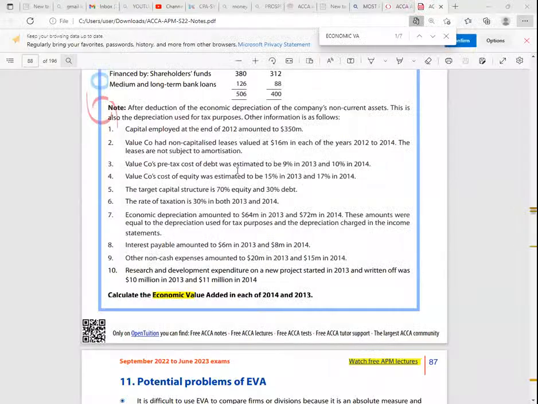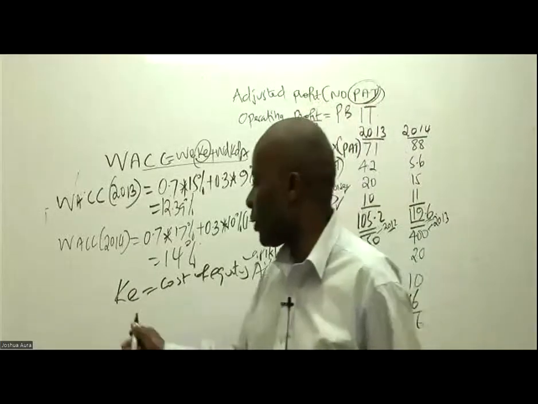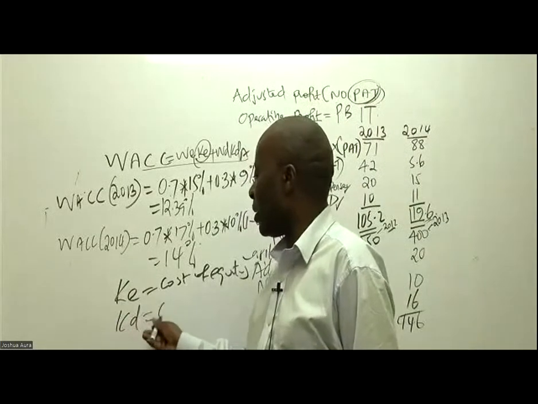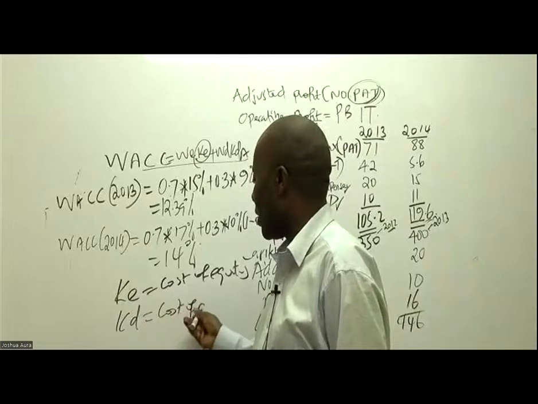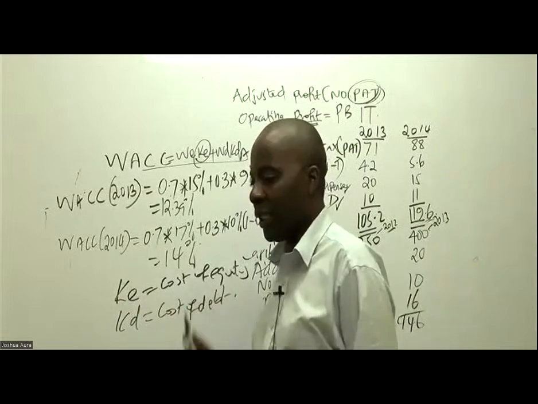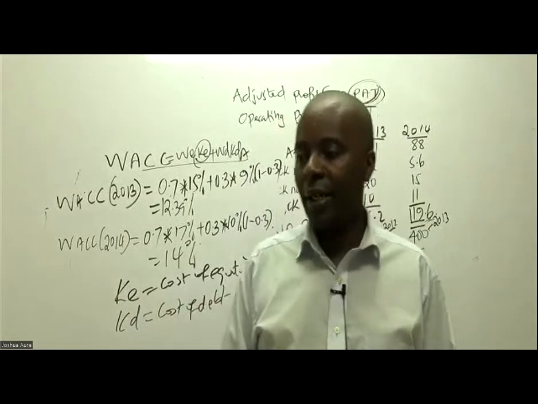It's given here. They have given you the cost of equity for the 2 years. If it's 2013, it's 15%; 2014 is 17%. And then we have KD, which has also been given. It's about just plugging in. Remember, KD stands for cost of debt.